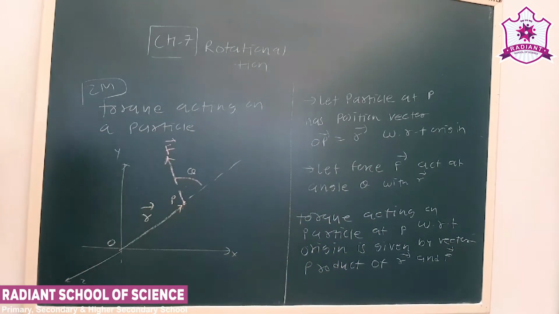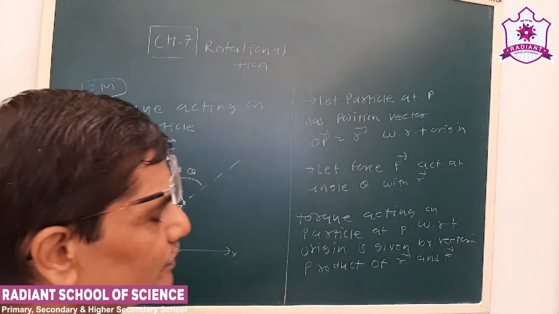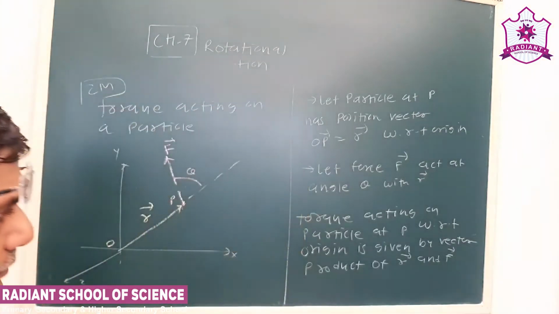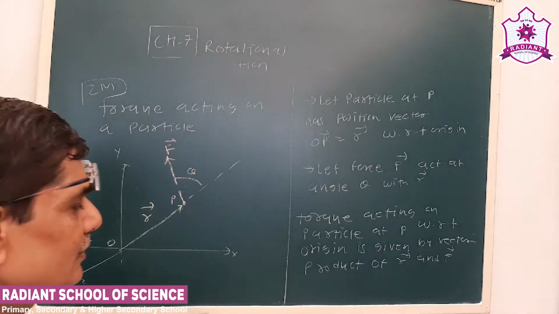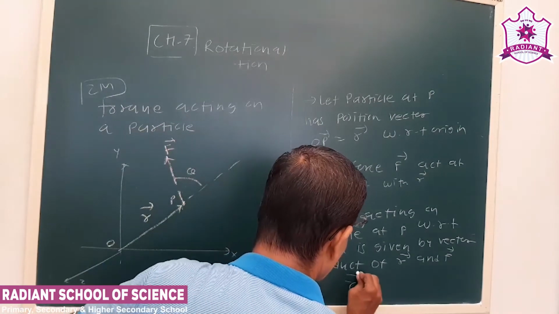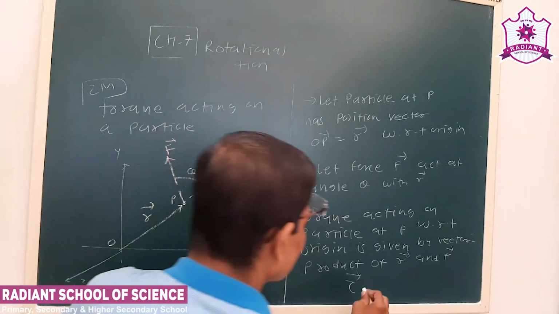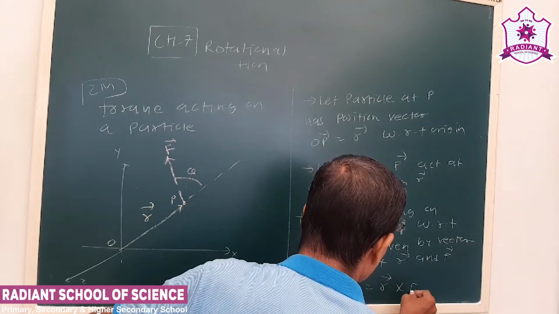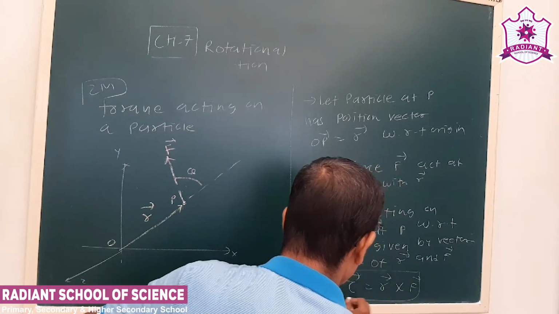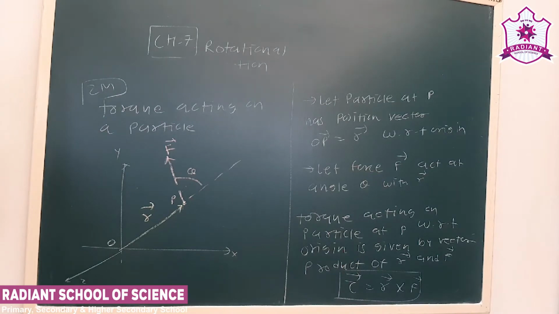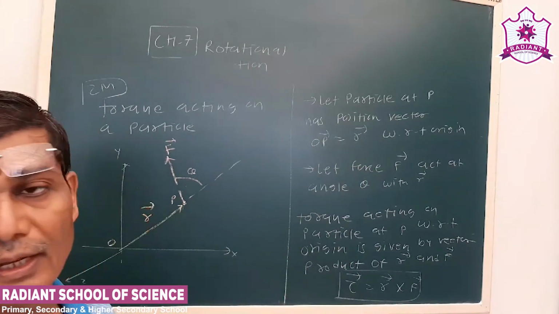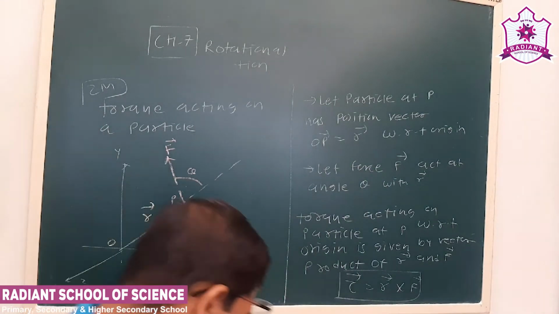Okay, torque acting on the particle at P with respect to origin is given by vector product. Torque has a symbol, the Greek symbol tau. We know it as R cross F. In the book it is mentioned in bold letters, so we have to assume it is a vector product. So torque is given as R cross F.